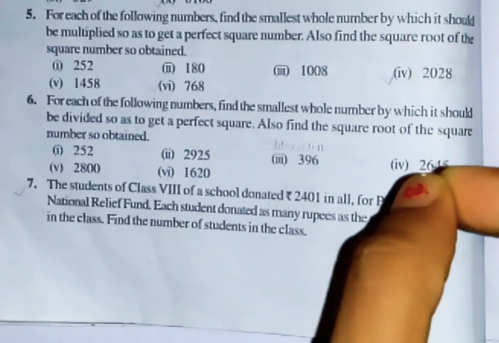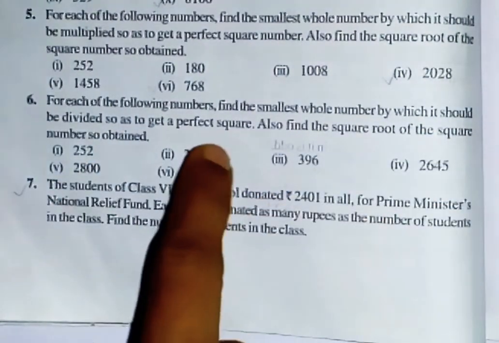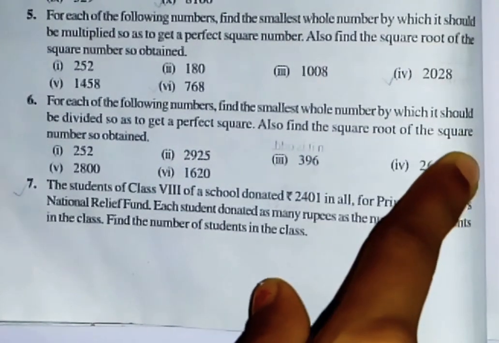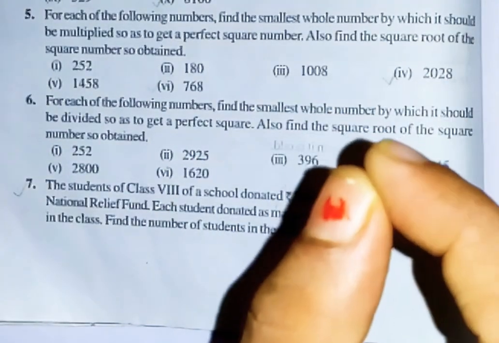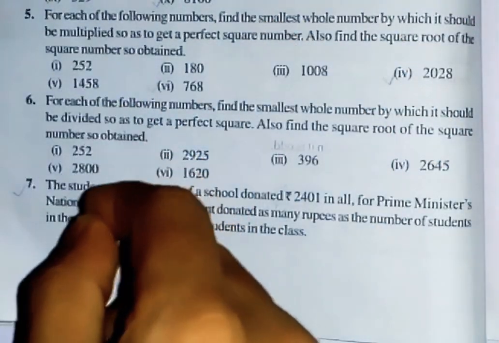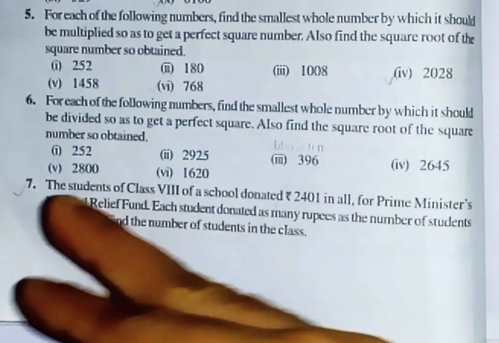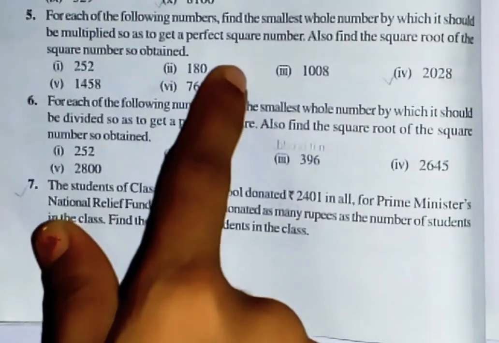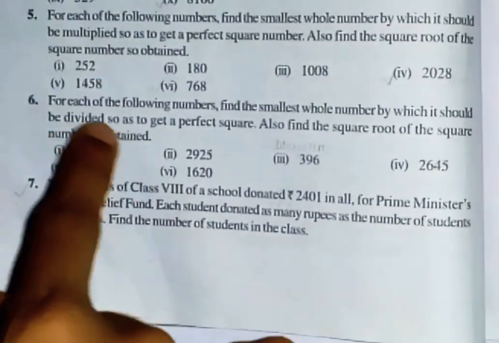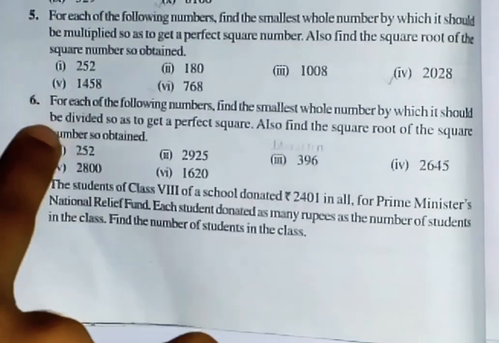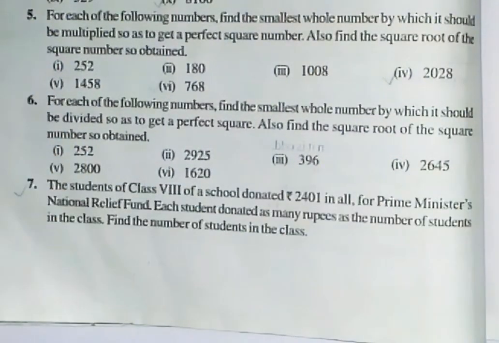By which smallest number will we divide this so that this number becomes a perfect square. Also find the square root of the number so obtained. Okay, and after dividing, the new number that we get, we also have to find the square root of that number. So this question 6 is same as question 5. Here we have multiplied, and here now we will do division. So let us see question number 6. One by one we will see the solution of question number 6.